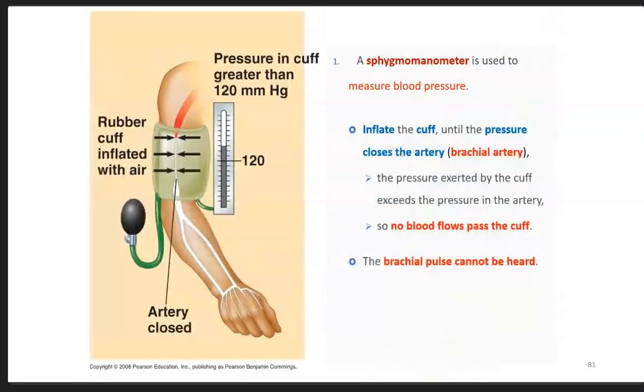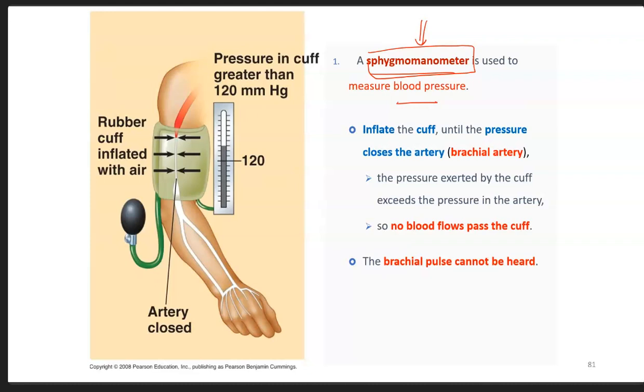Okay, so next, this is what we are going to look at today, which is an instrument used to measure blood pressure, which is the sphygmomanometer. You should know how to spell this term correctly, because in previous years' questions they have asked about the equipment used to measure blood pressure. So make sure you know how to spell sphygmomanometer correctly.